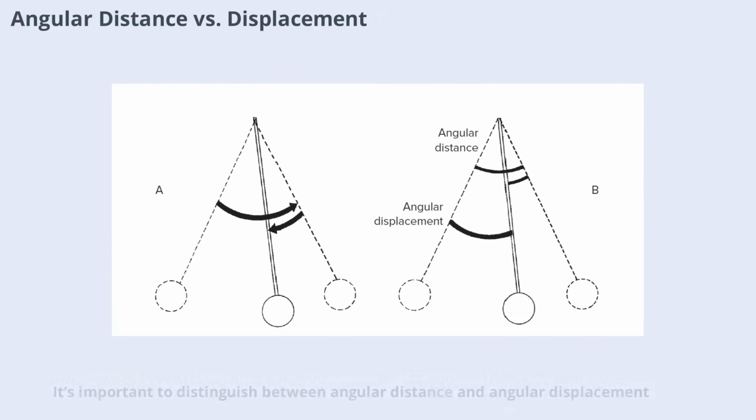It's important to distinguish between angular distance and angular displacement. Angular distance is the sum of all angular changes that occur during movement, regardless of direction. In contrast, angular displacement is the angle between the initial and final positions, taking direction into account. For example, if a pendulum swings back and forth, the angular distance is the total angle covered, while the displacement is just the angle from start to finish. This distinction helps us better describe and analyze complex movements.